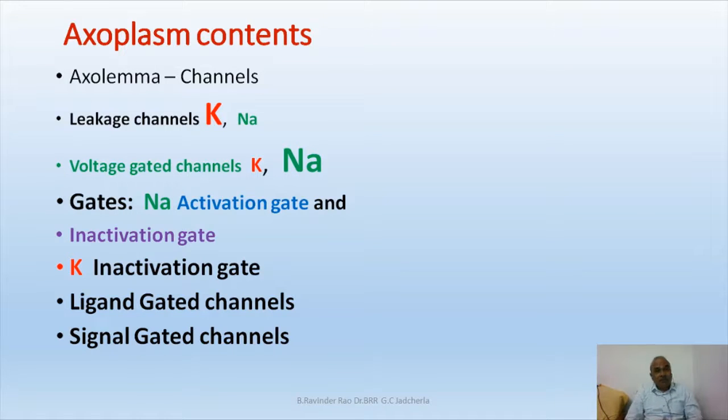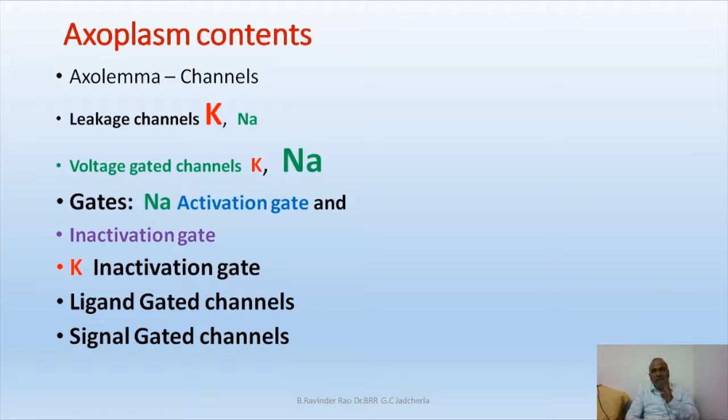And another variety of channels are also there. They are called signal-gated channels. Signal-gated channel means a cell from inside will give a signal to the axolemma. Then the channel will be opened. Otherwise, if from inside there is no message, the channel will remain closed. The signal may be in the form of chemicals again. So here, what is very important is that the internal control is there.